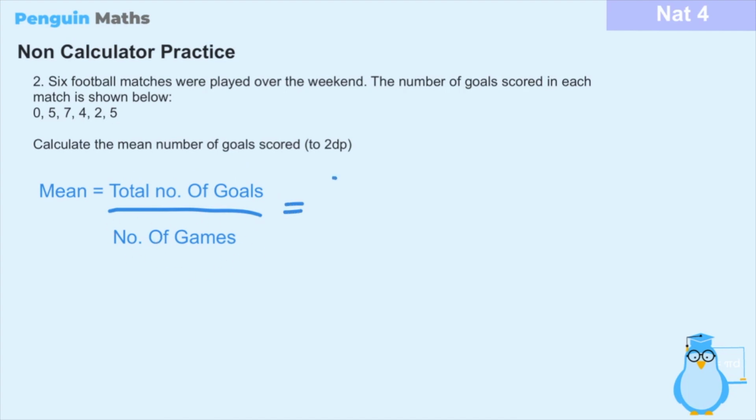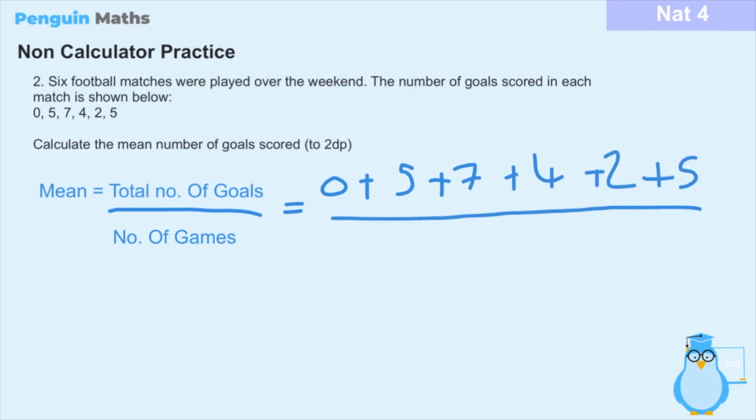So the total number of goals is equal to 0 plus 5 plus 7 plus 4 plus 2 and plus 5, and we know that the number of games was 6. Now let's add up all of these numbers on the top. So 0 plus 5 is 5, 5 plus 7 is 12, 12 plus 4 is 16, 16 plus 2 is 18, and 18 plus 5 is 23. So we can say that the mean is equal to 23 divided by 6.